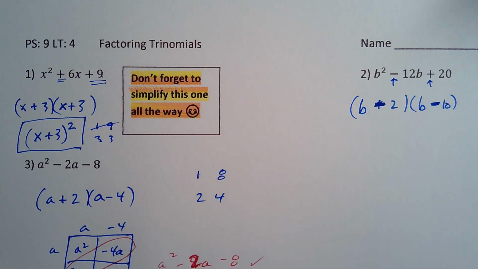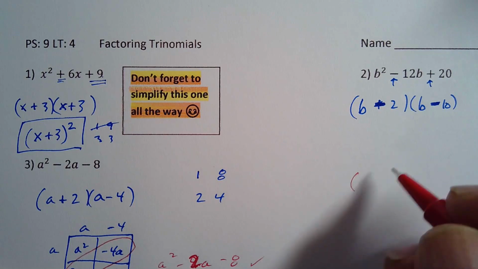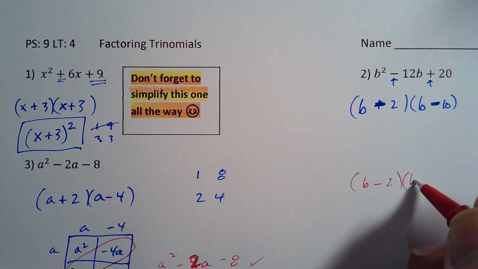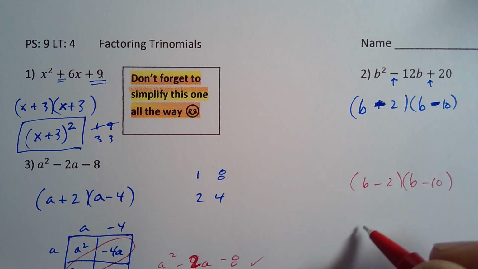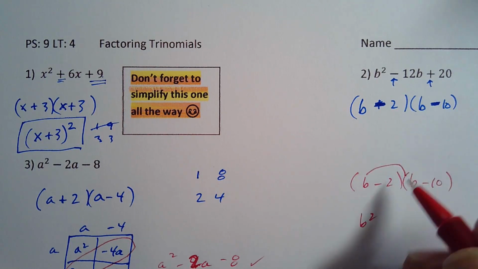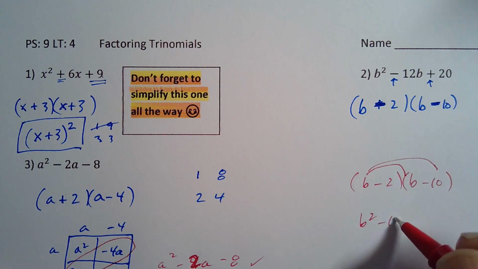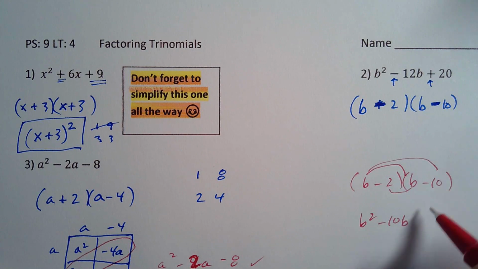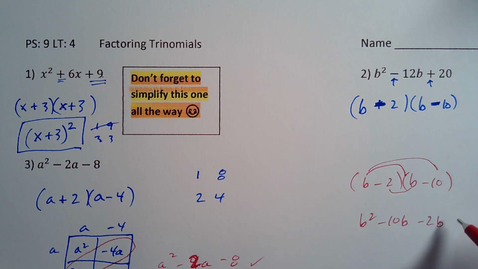And that checks. And you could do the FOIL way, like if we're over here, and I wanted to just quickly check, does my b minus 2 and my b minus 10 work? I get b squared when I do the first. I get negative 10b when I do the outsides. I get negative 2b for my inside, and I get positive 20 for my last terms. These two are like terms, and I get b squared minus 12b plus 20.